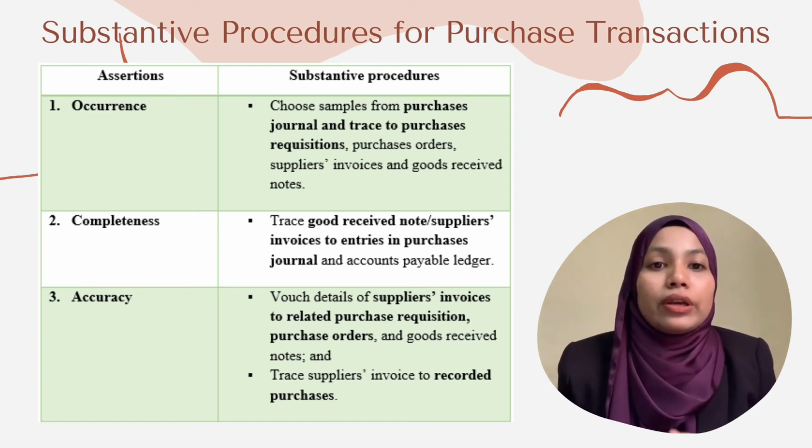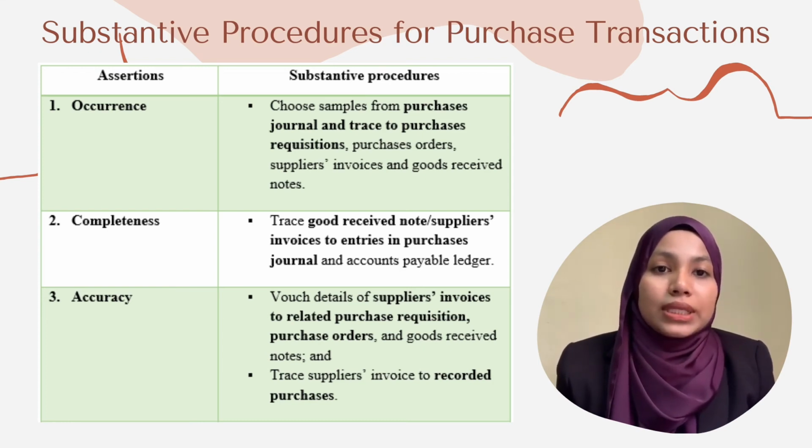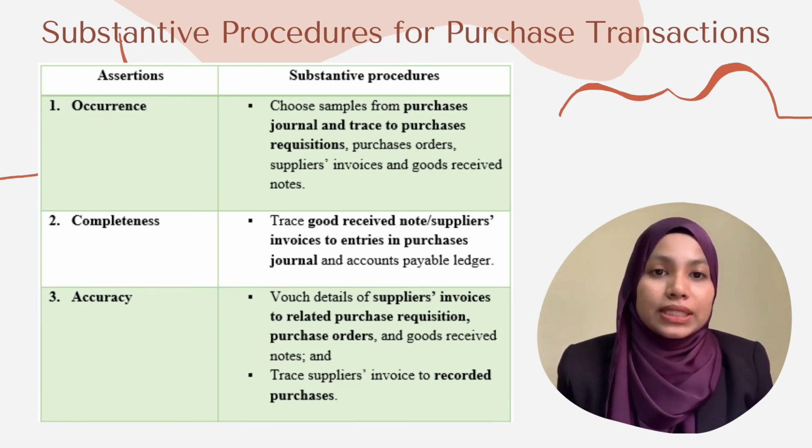Okay, first is to verify the occurrence of transactions. The substantive procedure is to choose samples from purchase journal entries to purchase requisitions, purchase orders, supplier's invoice, and goods received note. Meanwhile, for completeness, trace goods received note, supplier's invoice to entries in purchase journal and account payable ledger. And for accuracy, vouch details of a supplier's invoice to related purchase requisitions, purchase orders, and goods received note, and trace supplier's invoice to recorded purchase.